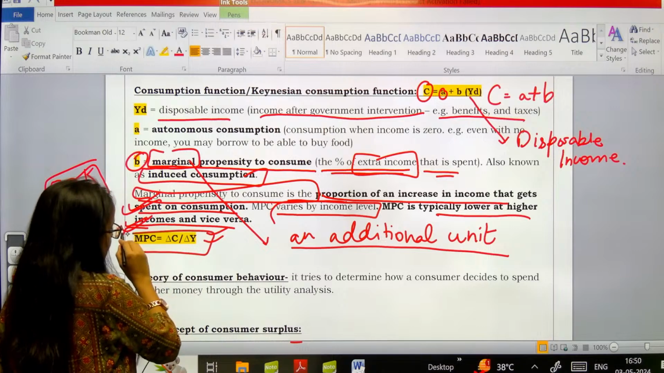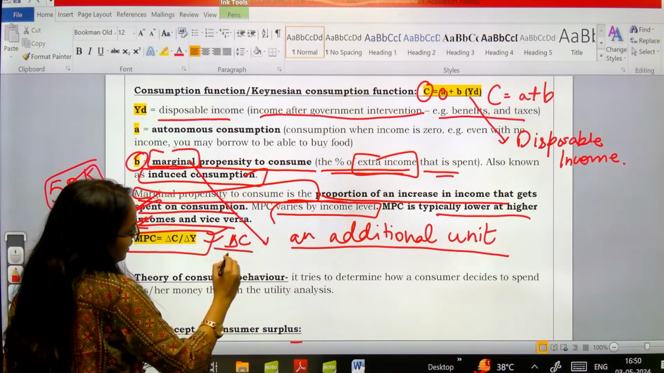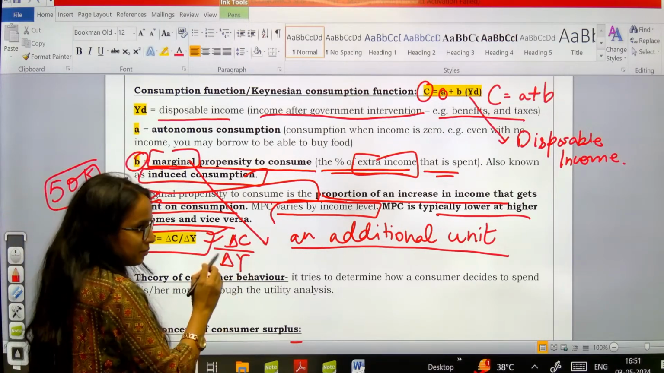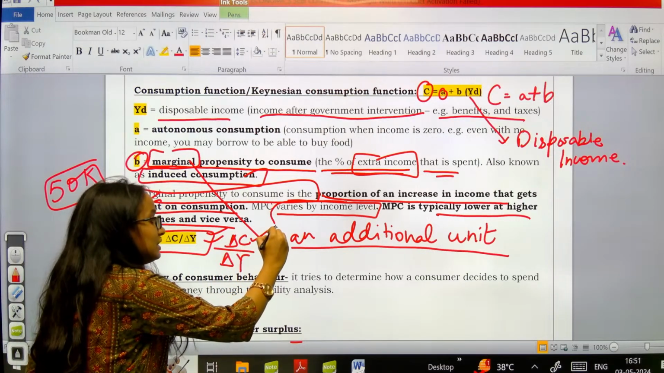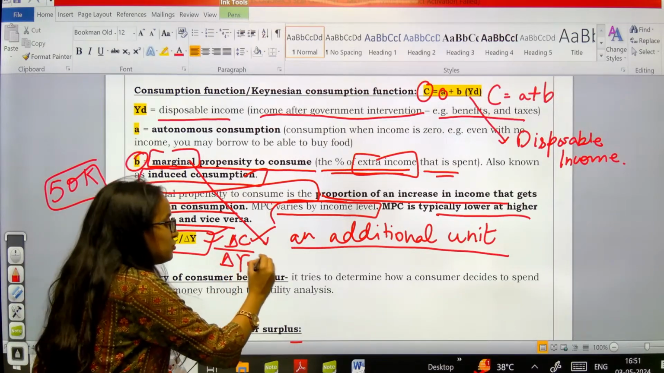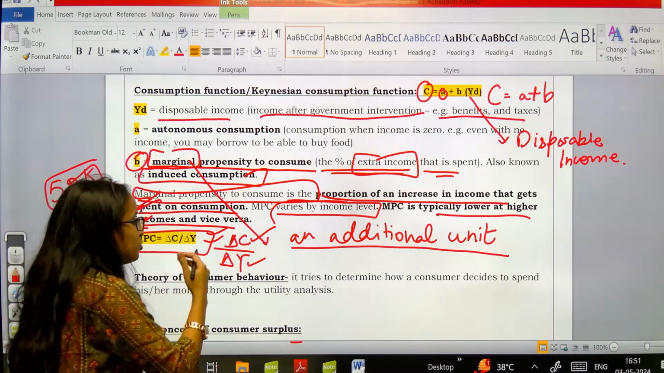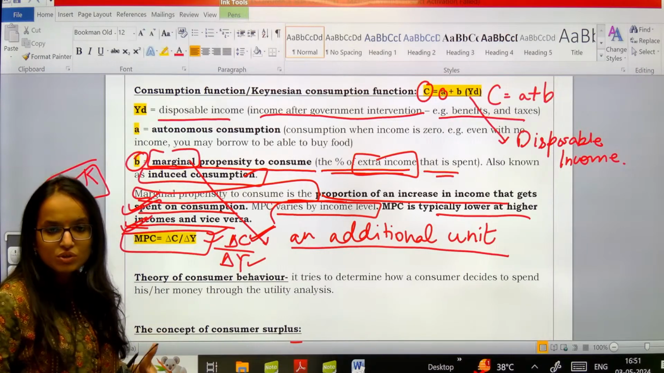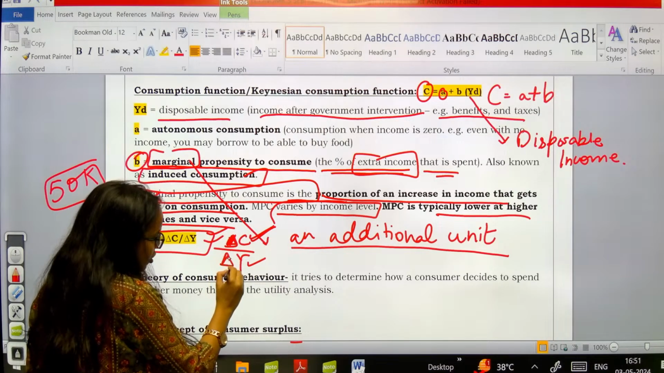So the formula of MPC here is delta C by delta Y. C here is consumption expenditure, Y here is overall income. So how much the consumption expenditure will change, by what percentage or proportion, when the income changes by a certain percentage or proportion, or how many units the consumption expenditure will change. Delta, as you all know, is a Greek letter which we use for change. This triangle, it is delta. We call it delta.